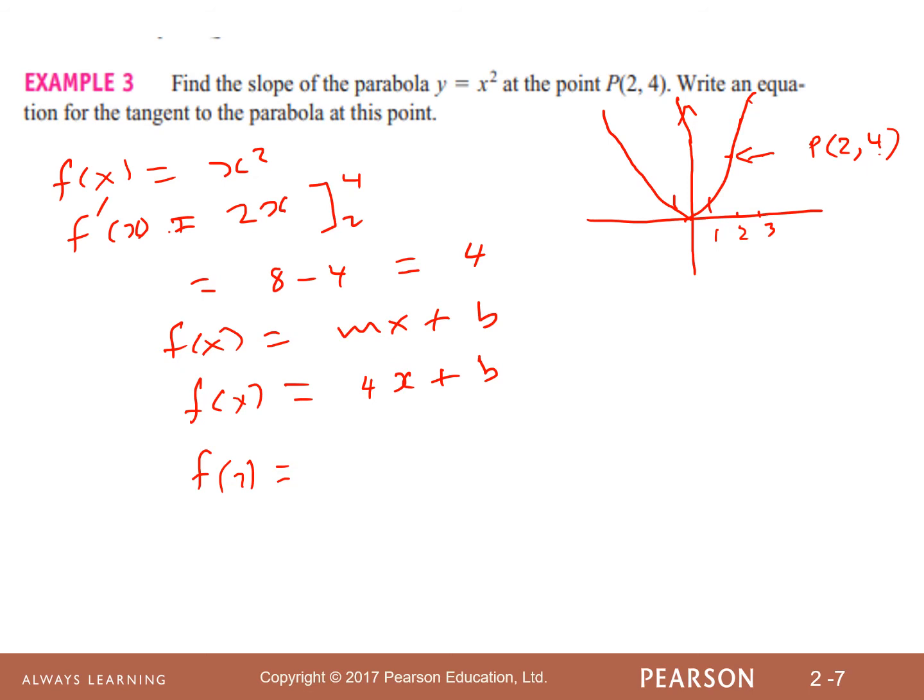F of 2 is equal to how much? 4, because f of x equals x squared. So f of 2 is equal to 4, right? And 4 is equal to how much? 4 times x, 4 times 2, what about 8, plus b, right? Everybody? This implies b is equal to minus 4.